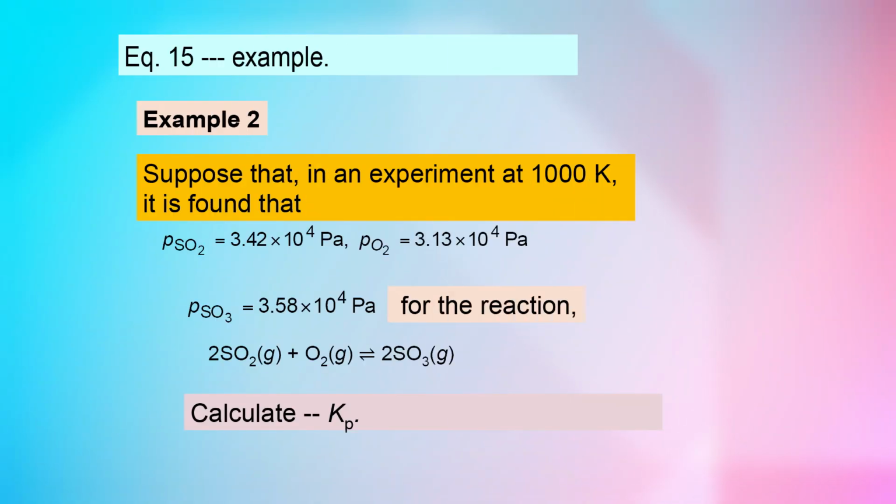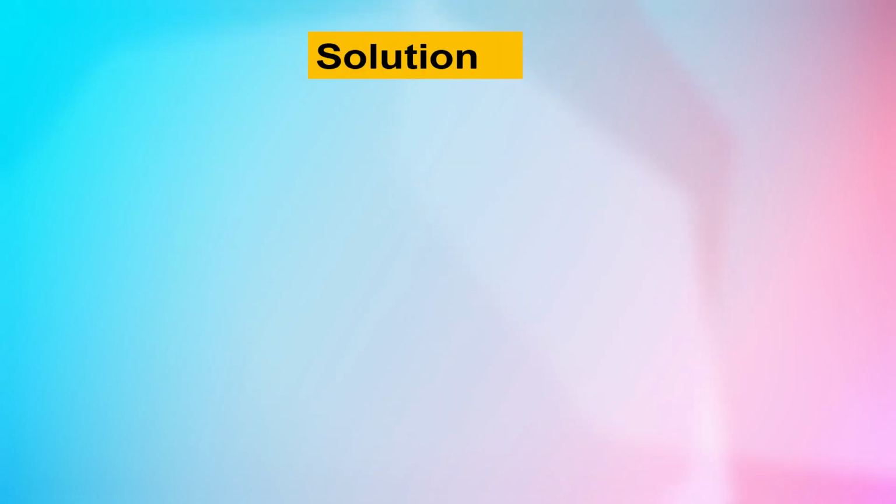Now, see, for a particular experiment at 1000 Kelvin, it is found that these are the values for the partial pressures of sulfur dioxide and sulfur trioxide, where the reversible reaction is sulfur dioxide plus oxygen gives sulfur trioxide. This is the reaction. Now, we have to calculate Kp, where you are given the partial pressures. So, this is the solution.